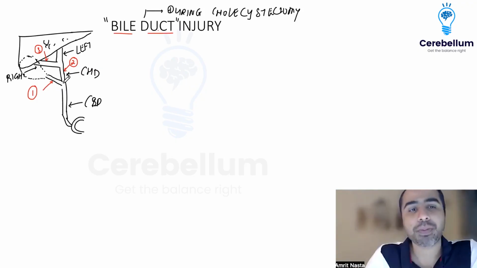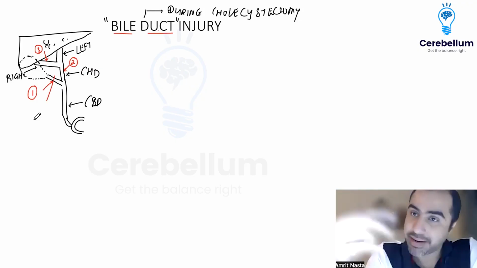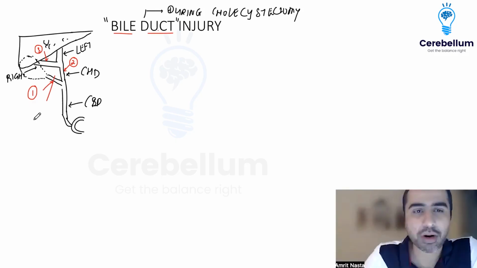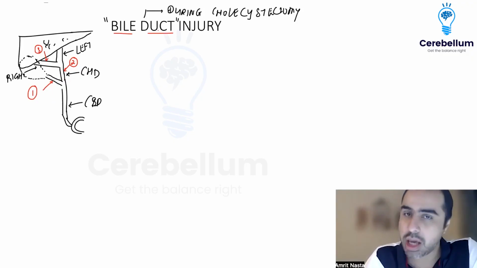Now let's assume cystic duct got cut and I didn't realize it. What will happen? Or if common hepatic duct got cut, I didn't realize it, what will happen later on? Leak, right? So two things can happen. Or bile duct injury can present in two ways.